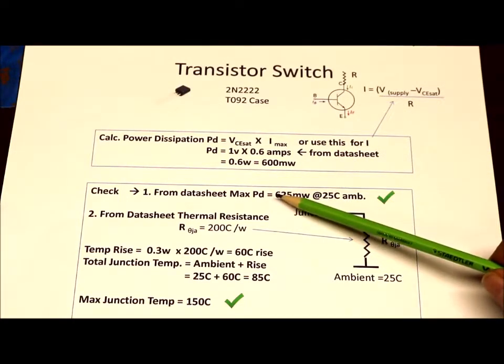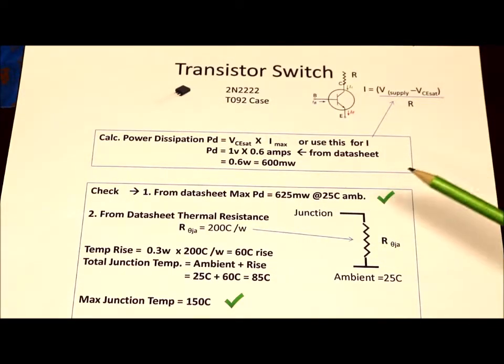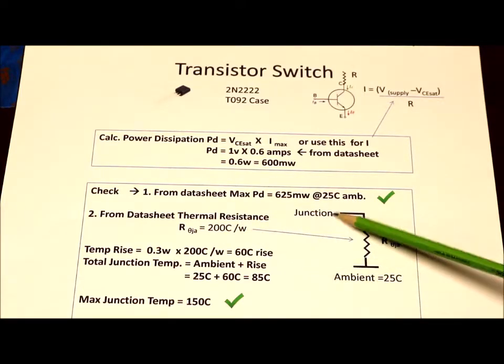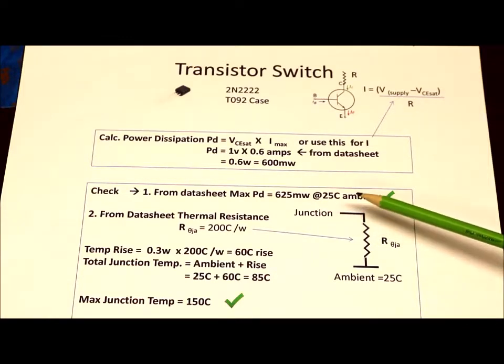Okay, so now I look up at the data sheet. The maximum power dissipation allowed is 625 milliwatts at 25C, so we're okay there. Another way to do this is using a thermal resistance chart. The important thing again here is the junction temperature.